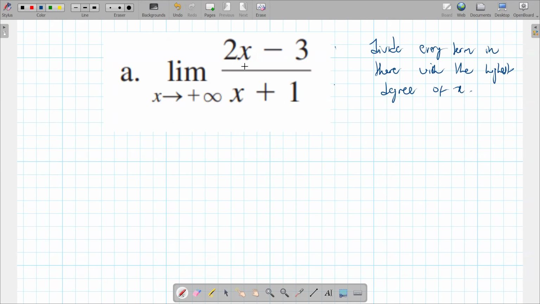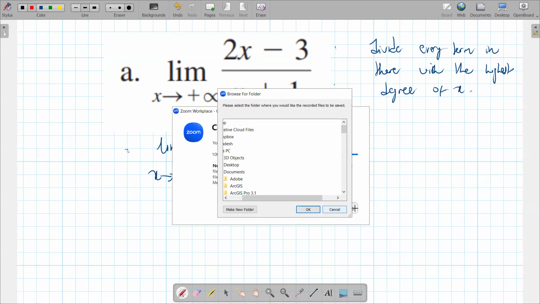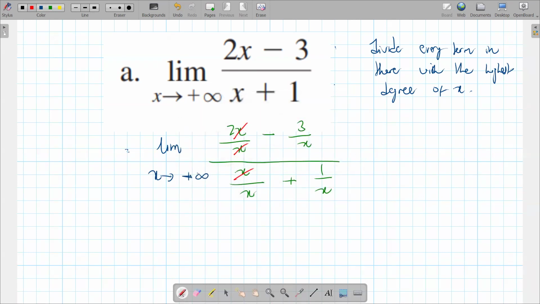What's the degree of x in the numerator? What's the degree of x in the denominator? 1. So what we do is, the limit as x approaches positive infinity, we are gonna divide every term in there by x. So 2x over x minus 3 over x, like that. Same thing in the denominator: x over x plus 1 over x. Why do we do this? Because the x's cancel out here, which will give us a little bit of a better idea of what's going on.